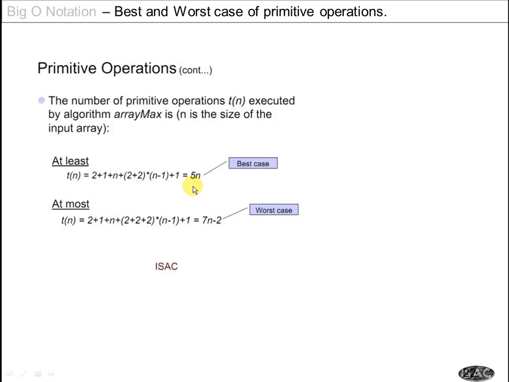So the best case scenario says that the number of primitive operations T(n) executed by algorithm arrayMax, where n is the size of the input array, will be 5n. So how many primitive operations are there? 5n and 7n minus 2. So 5n and 7n minus 2 are the number of primitive operations for an input of size n.